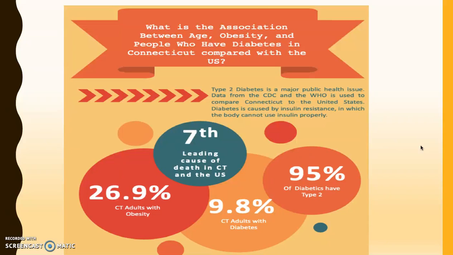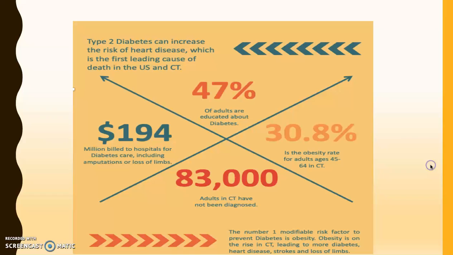Diabetes is caused by insulin resistance, in which the body cannot use insulin properly. It's the 7th leading cause of death in the United States. 95% of diabetics have the type 2 type. 9.8% of Connecticut adults have diabetes. And 26.9% of Connecticut adults have obesity.